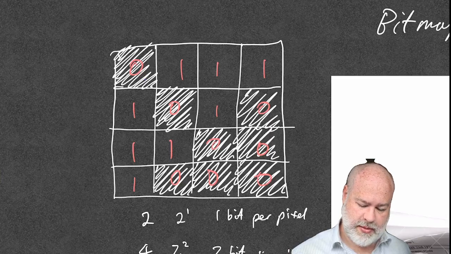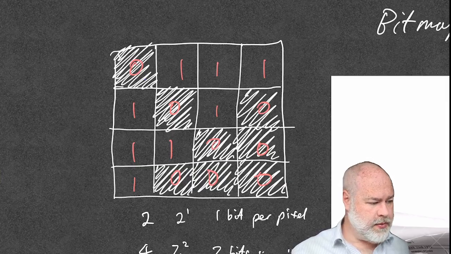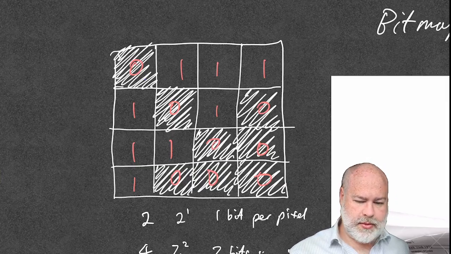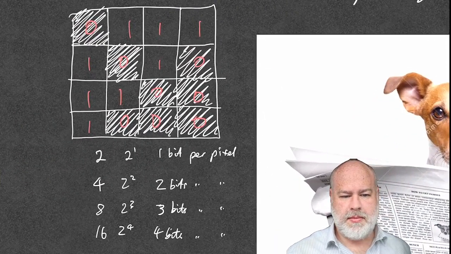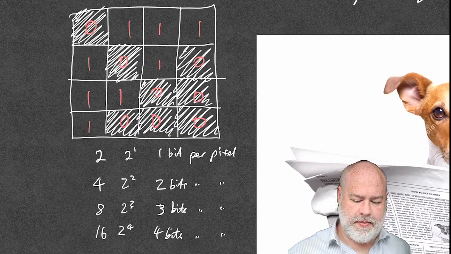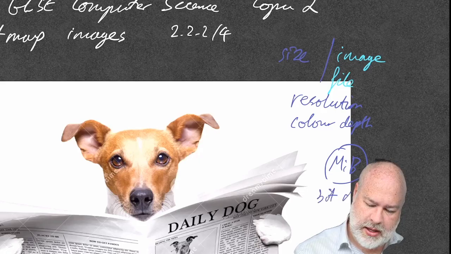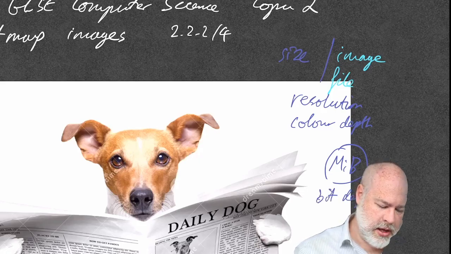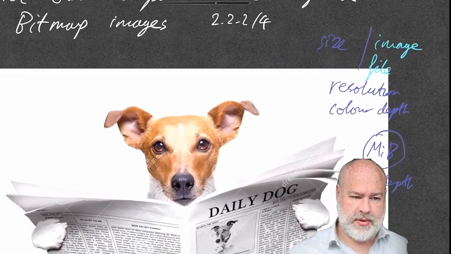Okay, so we've got 3 bits, 4 bits. There we go. So another word that you might come across is bit depth. So we'll add that to our jargon list. Bit depth. Okay, so let's just take a little step back for a minute and look at all these different things.